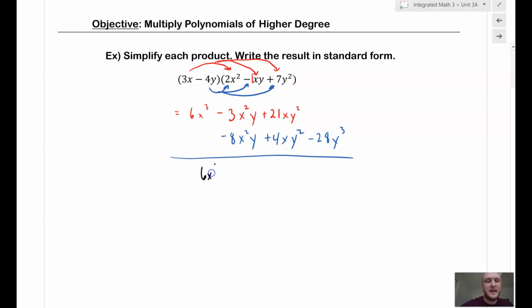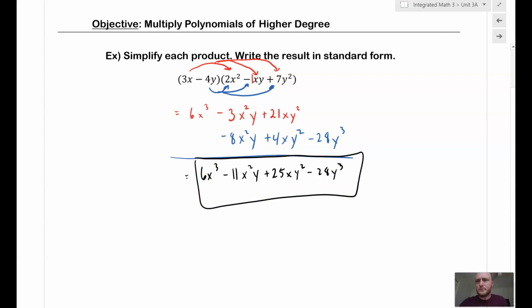We have 6x cubed minus negative 3 combined with negative 8. You just add them, right? They're both negative, right? Same signs, add and keep. Negative 11x squared y. 21 plus 4, 25. x, y squared, and the negative 28 y cubed. There you have it.